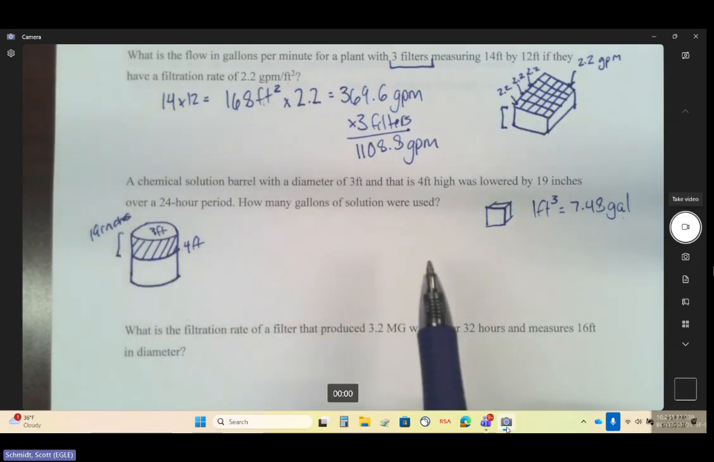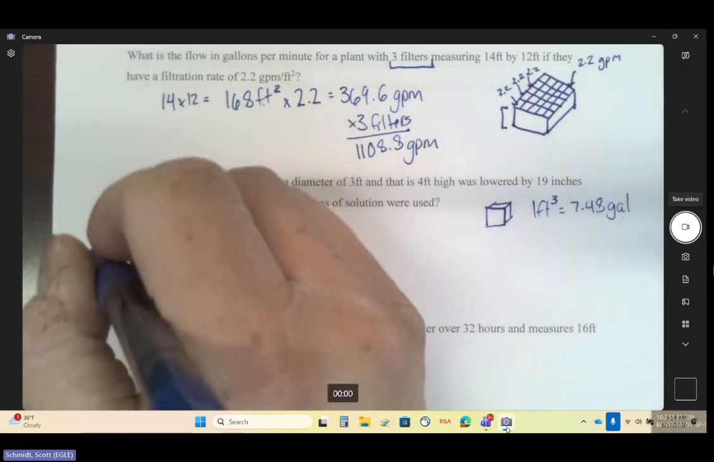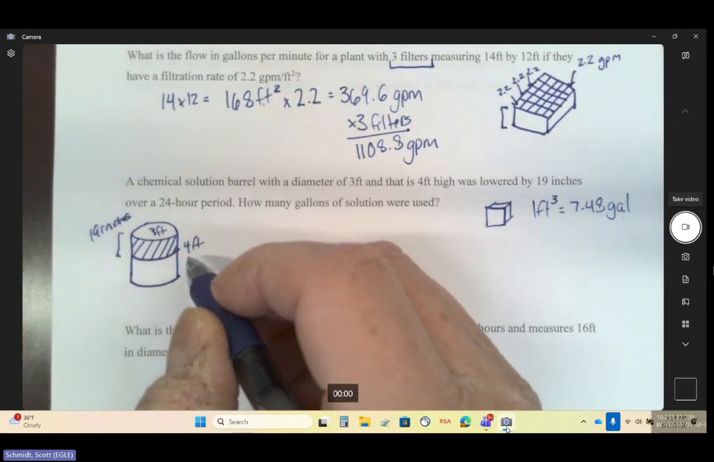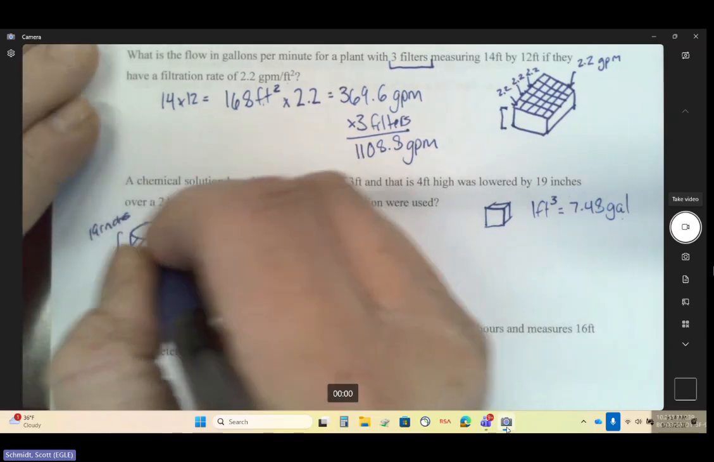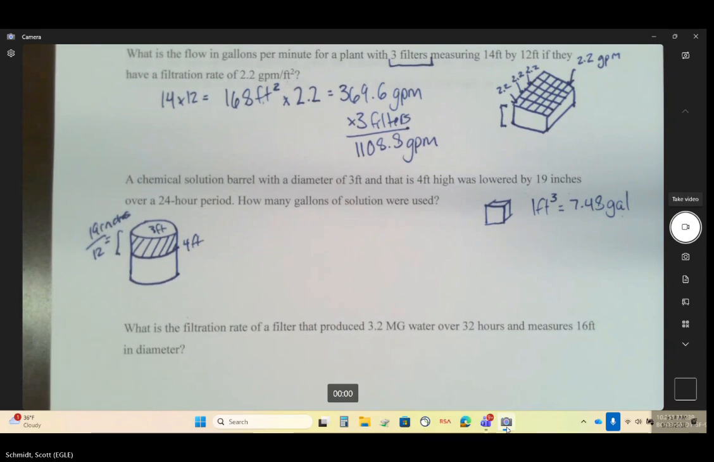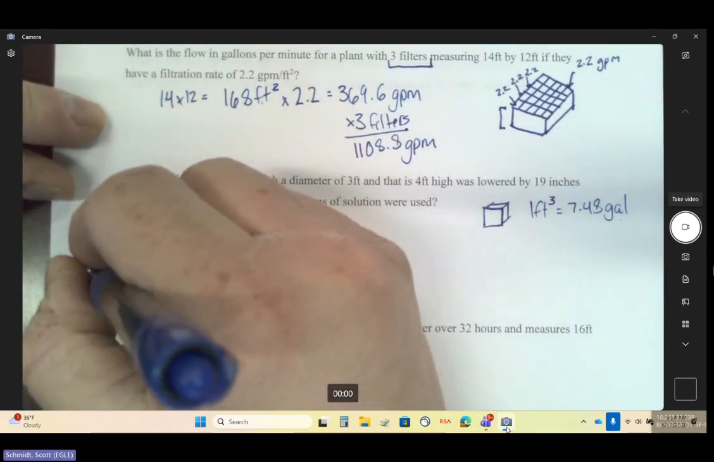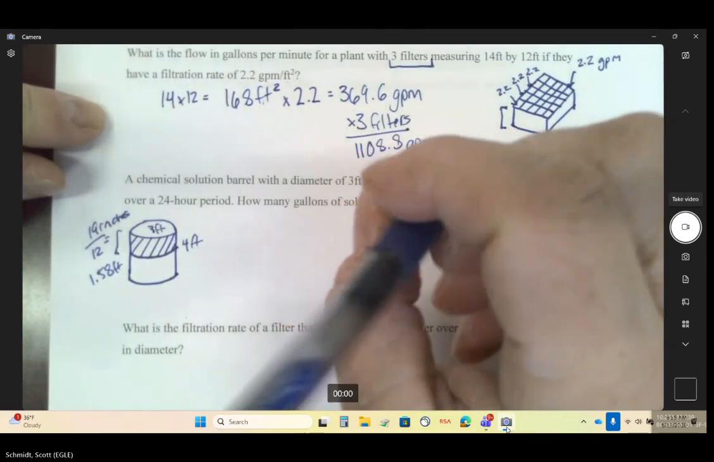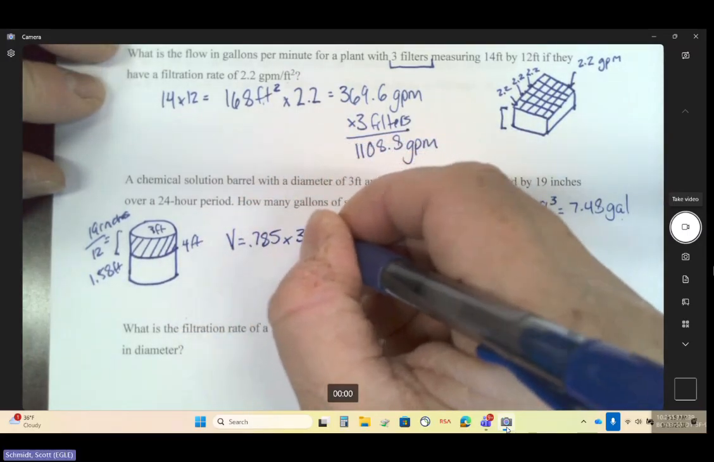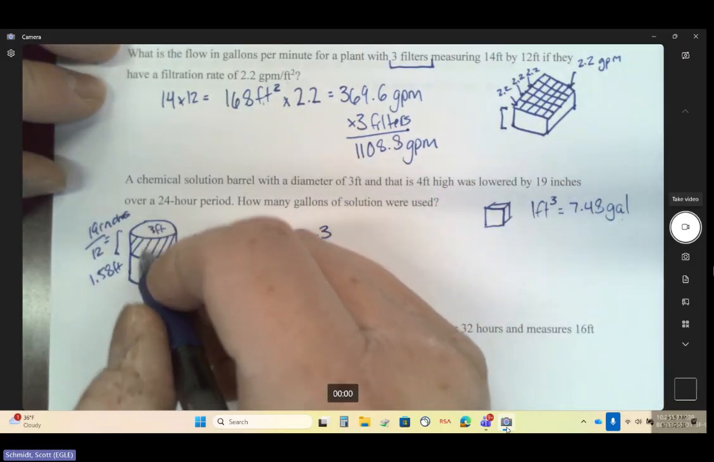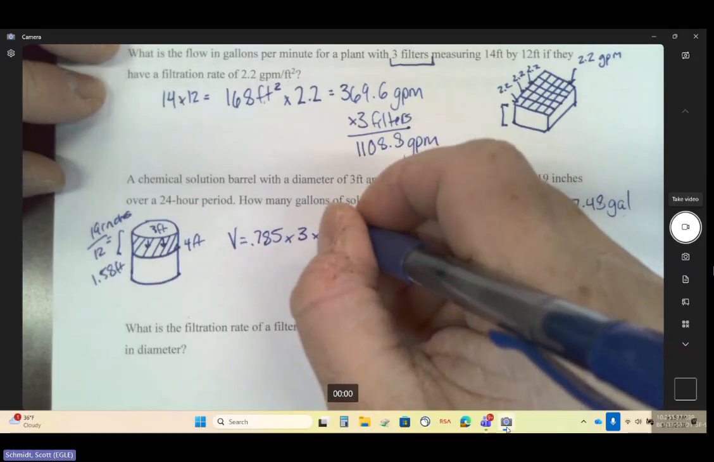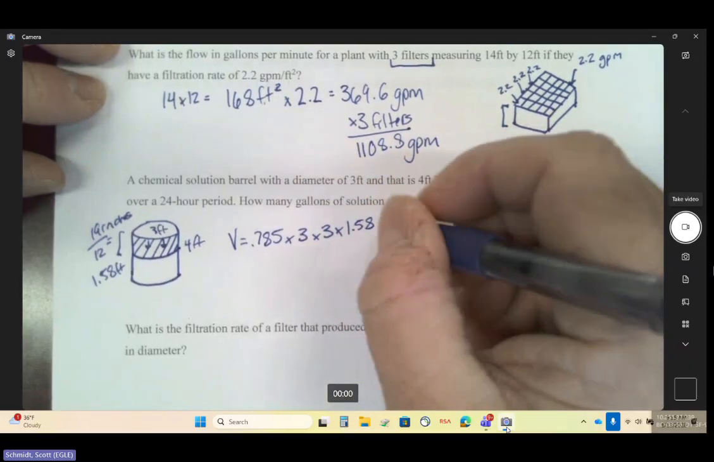This is what's known as a drawdown, okay? So what you're going to do is you're going to use your 19 inches as your height, not your 4 feet. The 4 feet is there to serve as a distractor. So convert inches to feet, so divide by 12, gives me 1.58 feet for my height. So the volume of this is going to be 0.785 times my diameter. Now the diameter does matter because the diameter goes up and down as it gets drained, right? This 3 feet stays 3 feet as it goes down. But my height, that change is 1.58.